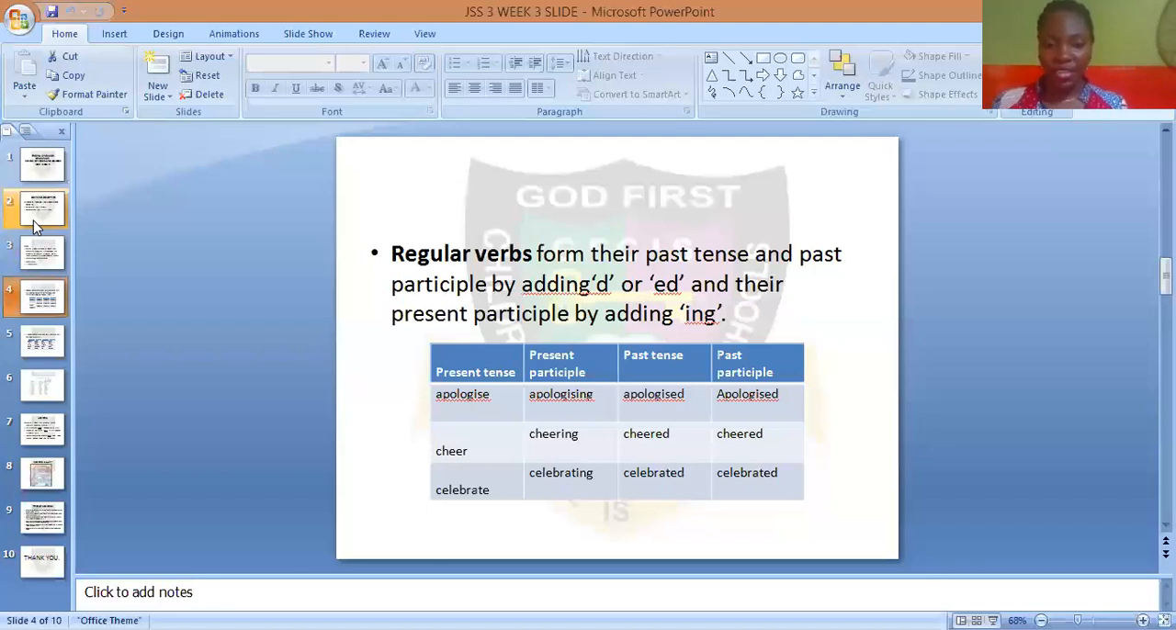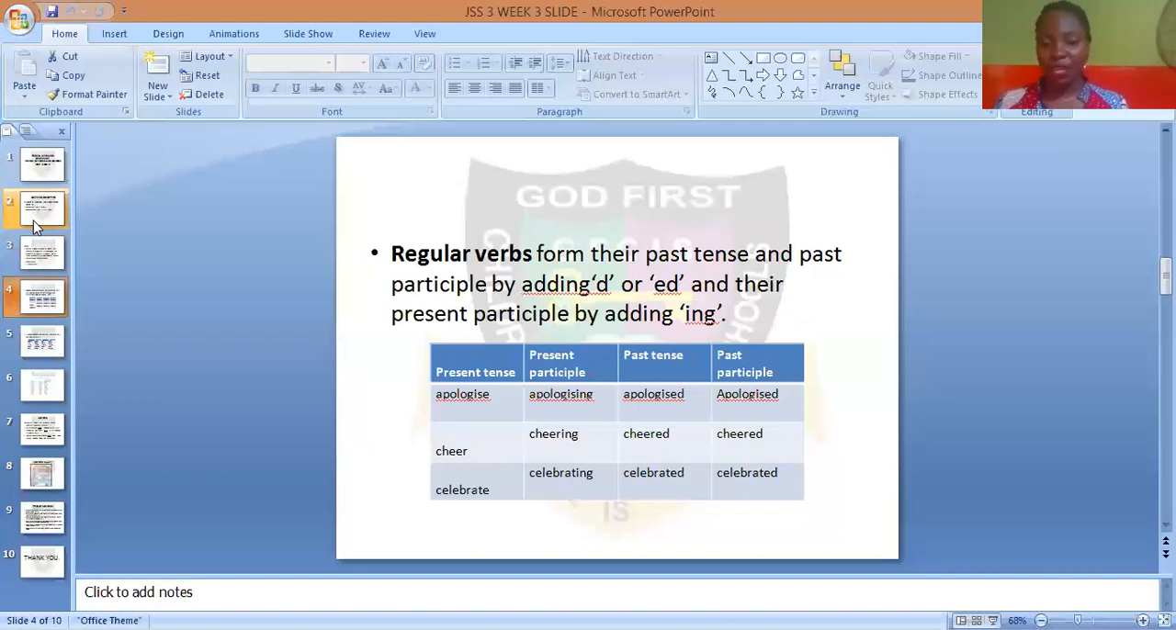We have the present tense, present participle, past tense, and the past participle. Under the present tense, the first word we have here is apologize. Present participle becomes apologizing. So the E there is replaced with ing. Apologize becomes what? Apologizing. That is the present participle of the present tense, apologize.